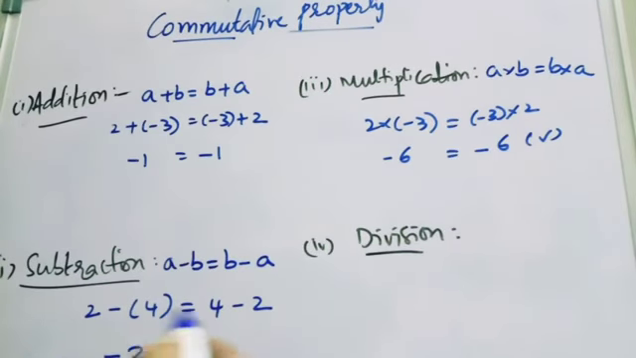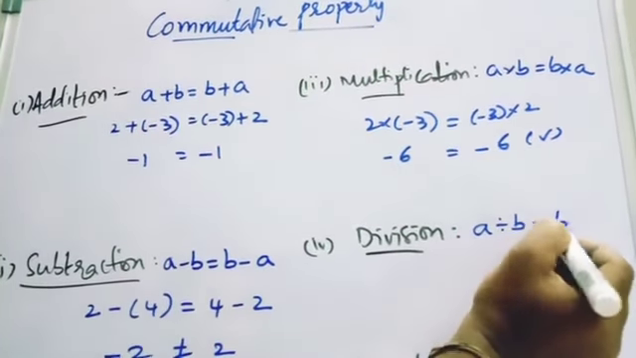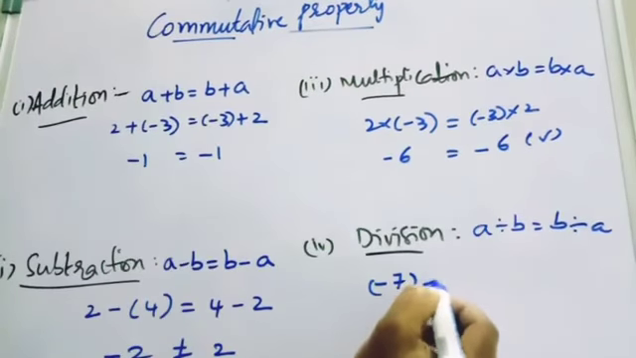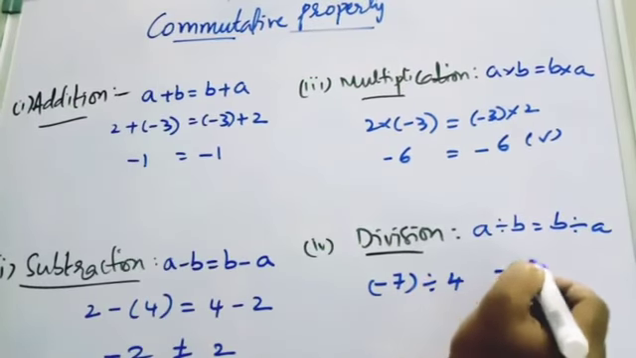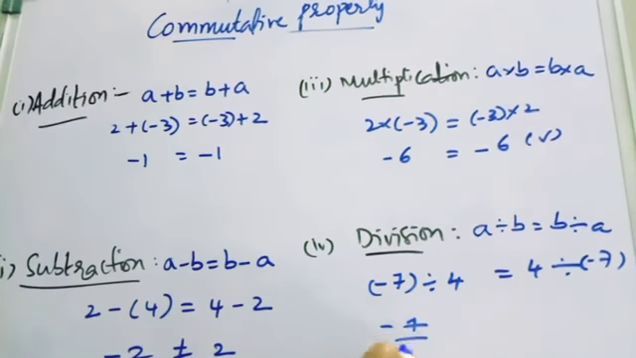Then next we will go with division. Division: is a divided by b equal to b divided by a? Taking a equal to minus 7 and b equal to 4, minus 7 divided by 4 is not equal to 4 divided by minus 7. So these both are not equal. We can say that division is not commutative for integers.